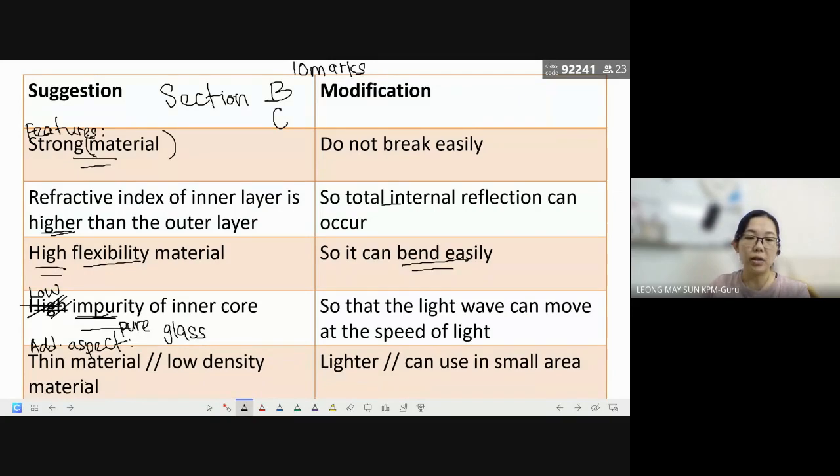Now, another additional aspect is that I would suggest thin materials for fiber optics. Fiber optics are normally very, very thin. The explanation could be that it is lighter and can be used in small areas, like for example, human bodies. It uses fiber optics. Low density also corresponds to a lighter answer. So this is the answer for section B and section C type.